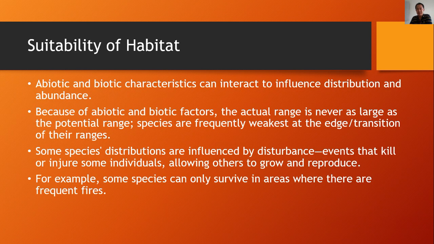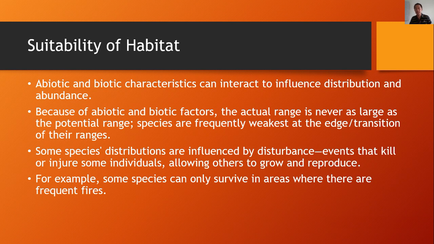Okay, let's focus on the suitability of habitat. We are talking about the abiotic and biotic factors. Their characteristics can interact to influence the distribution and abundance. Because of abiotic and biotic factors, the actual range is never as large as the potential range. The species are frequently weakest at the edge or transition of their ranges.